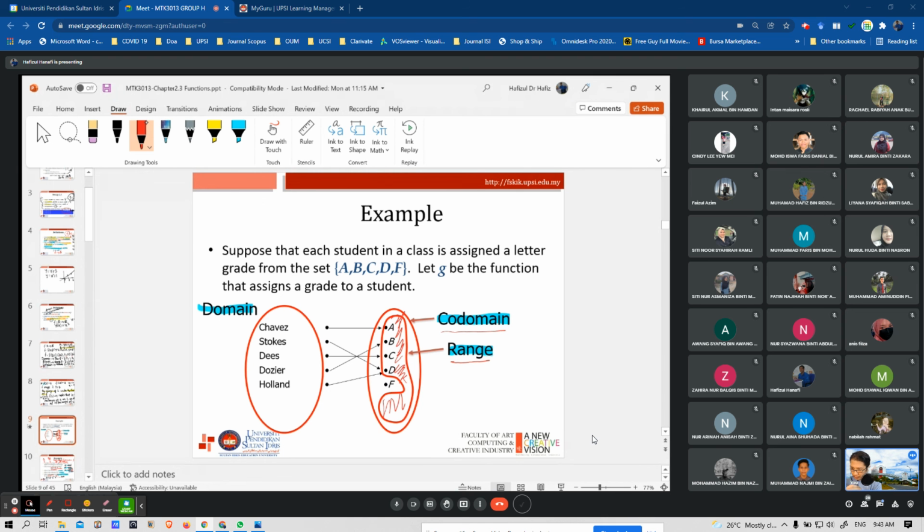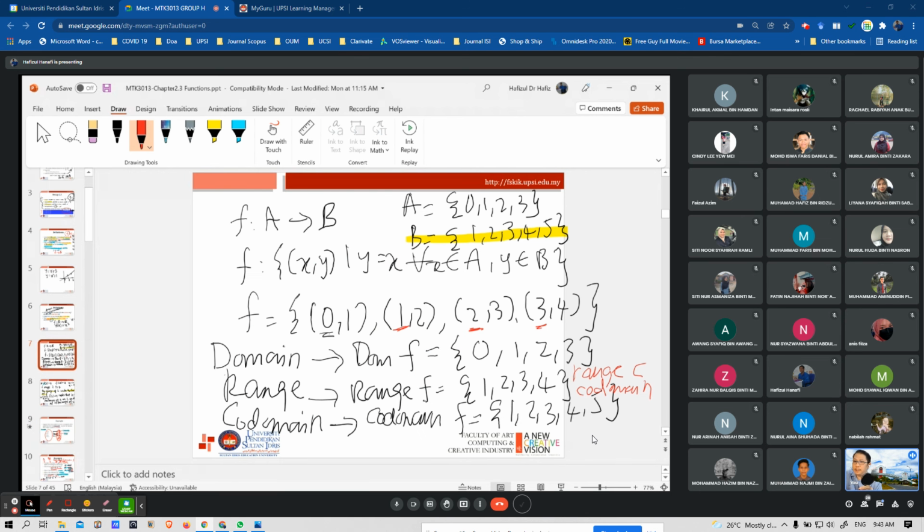The codomain is all of A, B, C, D, E, F. But the range is only what you map from the domain. Same goes here. We have A and B, and the codomain is 1, 2, 3, 4, 5, all the elements in the set. And when you look at the range, it is what you map from A to B, from domain to codomain, and you can find that for the range it is only 1, 2, 3, 4.